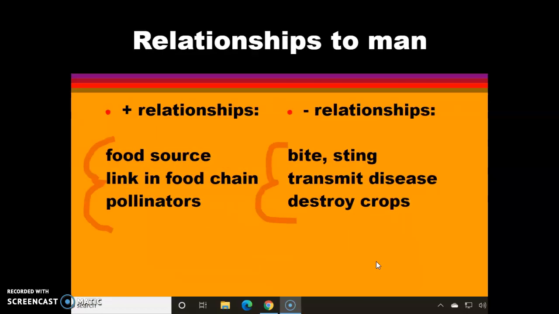All right, relationships to man. The positives: food source, a link in the food chain, and pollinators. And the negatives: the bites and stings. They can transmit disease, and they destroy crops.